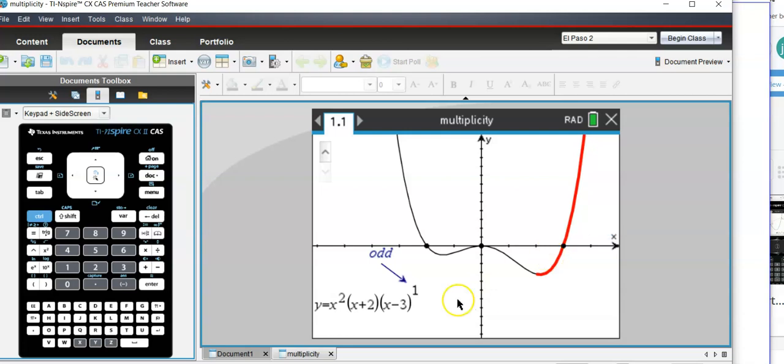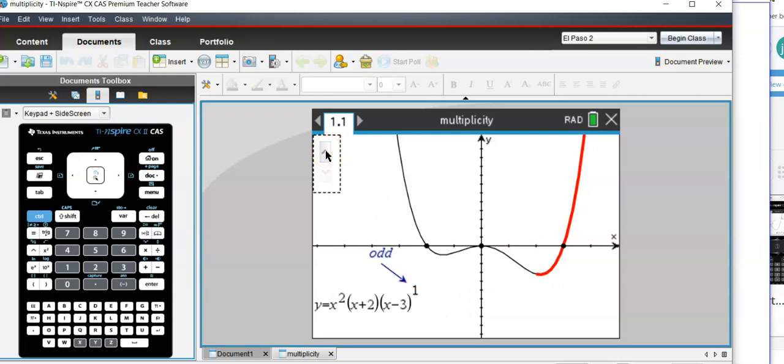So right now, the factor x minus 3 has a multiplicity of 1. In other words, there's only one x minus 3 factor. And the graph crosses through the x-axis. It just goes right on through it. I just highlighted that part of the graph in red to draw your attention to that.